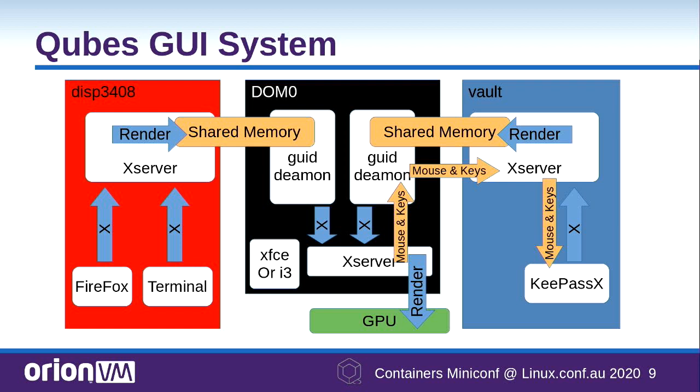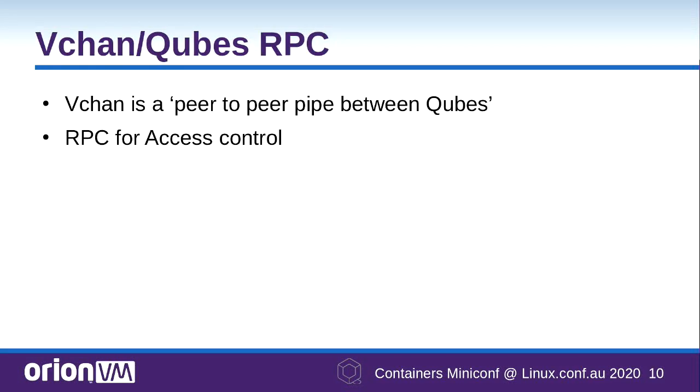All right. So the next thing is Vchan and Qubes RPC. So Vchan is a peer-to-peer pipe between cubes, but also, in a simpler explanation, it's a Unix socket between these two virtual machines. So they're generally the remote procedure calls used for access control, which will come up as an example when you talk about how we might want to do SSH.